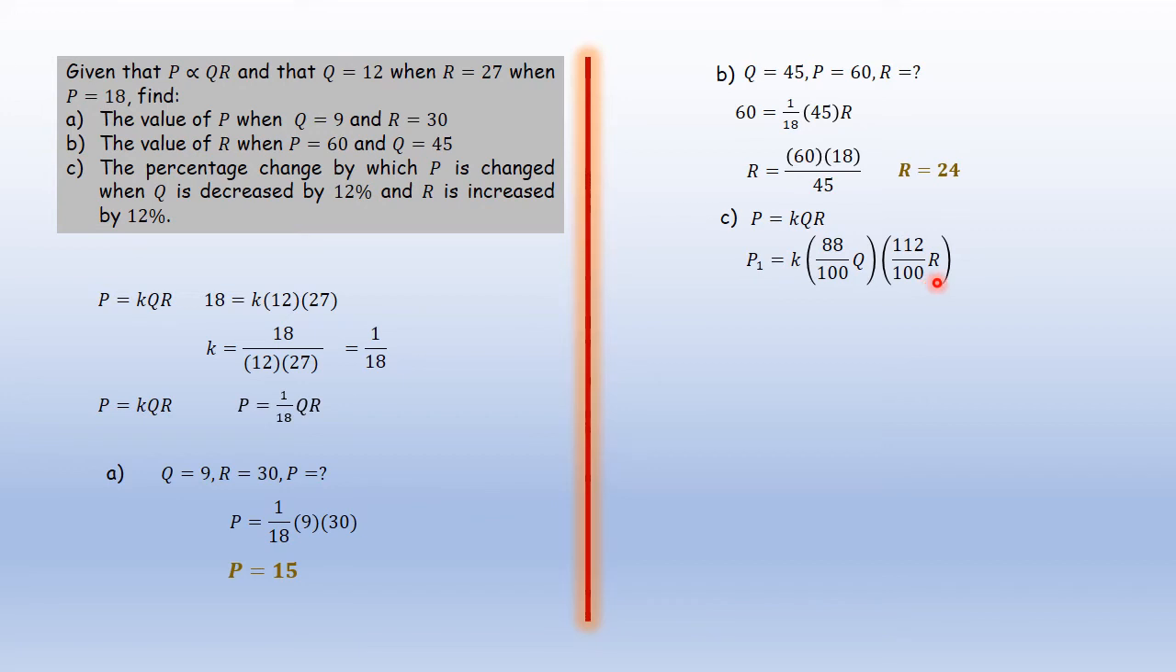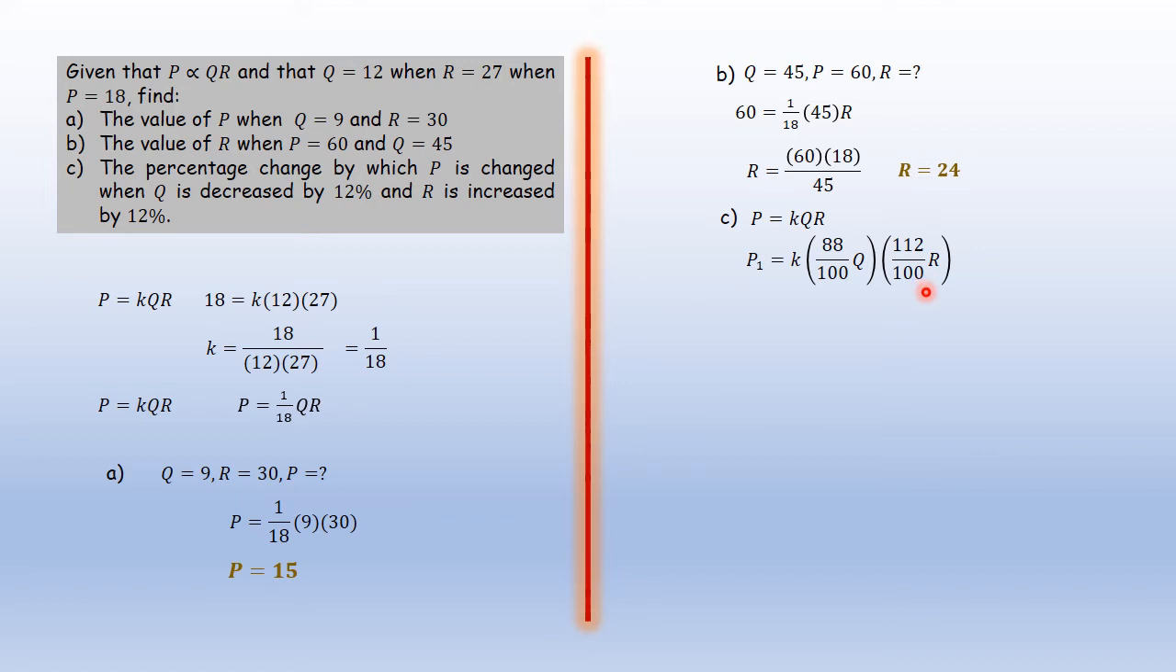The reason is originally Q was 100% Q, but this time around Q has been decreased by 12%. No wonder now it is at 88%, so it's 88 over 100 of the original Q. Similarly, R was originally 100% and it's been increased by 12%, and therefore it's 112% of the original R. No wonder now it's 112 over 100 of the original R.